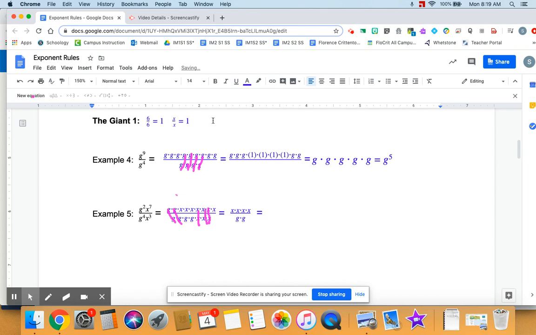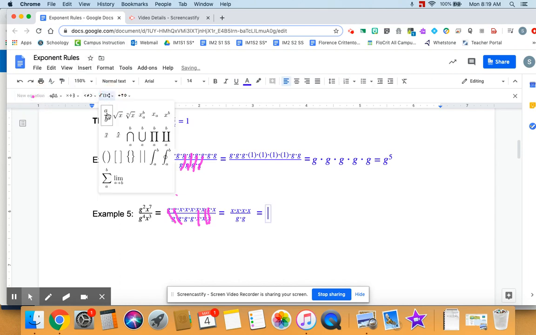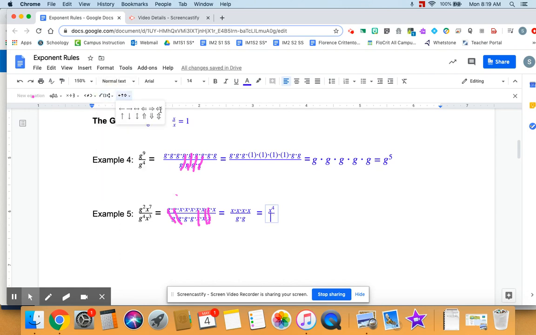So then, if I wanted to put the equation back together, I have x to the power of 4, because there's 4 of them being multiplied on top. And then on bottom, in the denominator, I have g to the power of 2. And so this is the same thing as this after I simplify it.